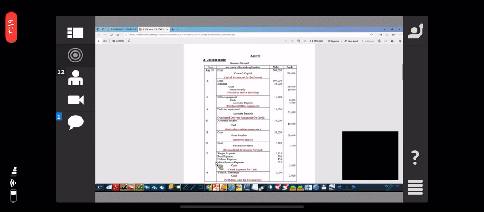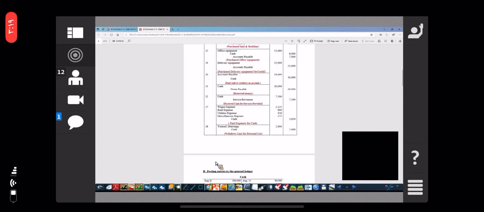How many accounts do you have? You have 2 accounts, okay? Cash and borrowing. You can say loans, you can say notes payable. If he signs, then we will write notes payable. Amount 20,000. So does the cash increase or decrease? Increase. Cash is an asset. Okay?